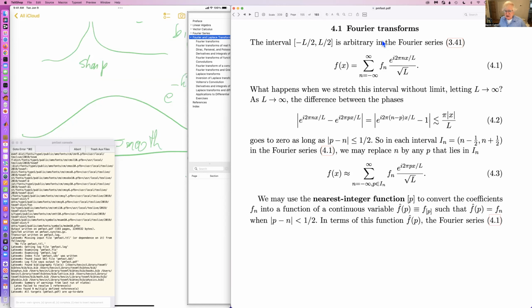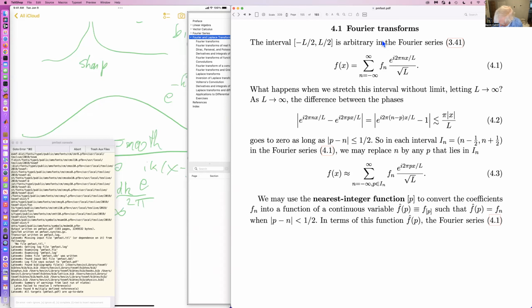Let me give you the skinny on it. I'll give you the skinny and then I'll work through it. And the skinny is that delta of x minus y can be written as an integral from minus infinity to plus infinity of e to the i k (x minus y), over 2 pi. And this is a formula that I hope you've seen before.